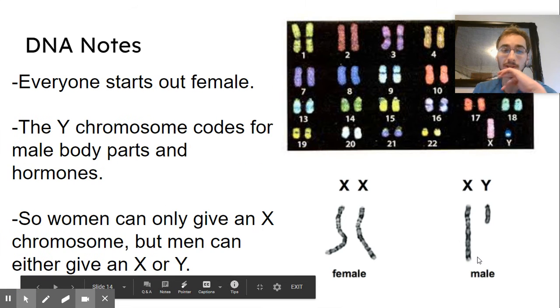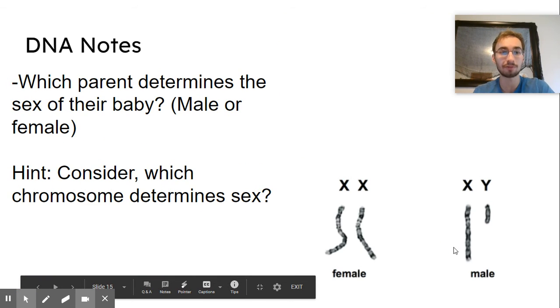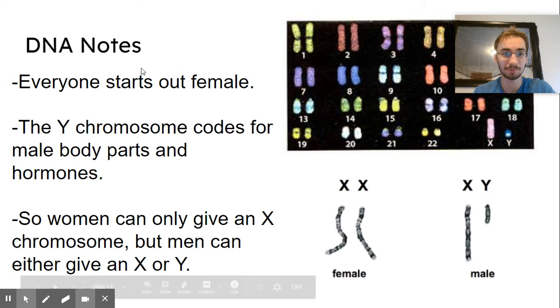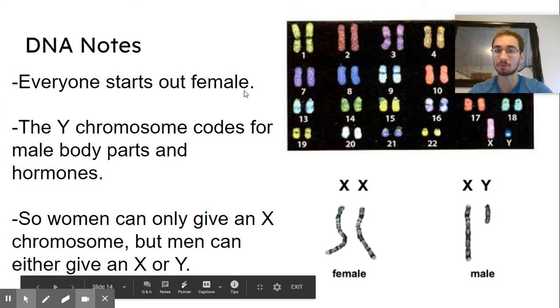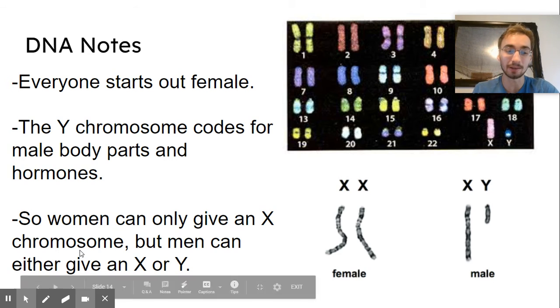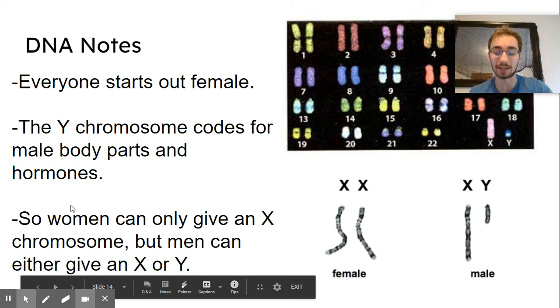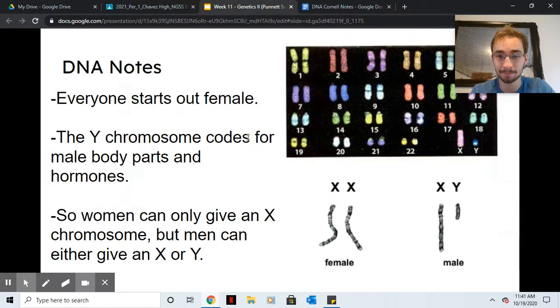So the Y chromosome is what determines if you're going to be male. Everyone starts out with a female body in the womb. And then the Y chromosome codes for male body parts and hormones. So the Y chromosome will signal to the body, you need to start making a penis and start producing testosterone. Women can only give an X chromosome. No matter what, you're going to get an X from your mom.